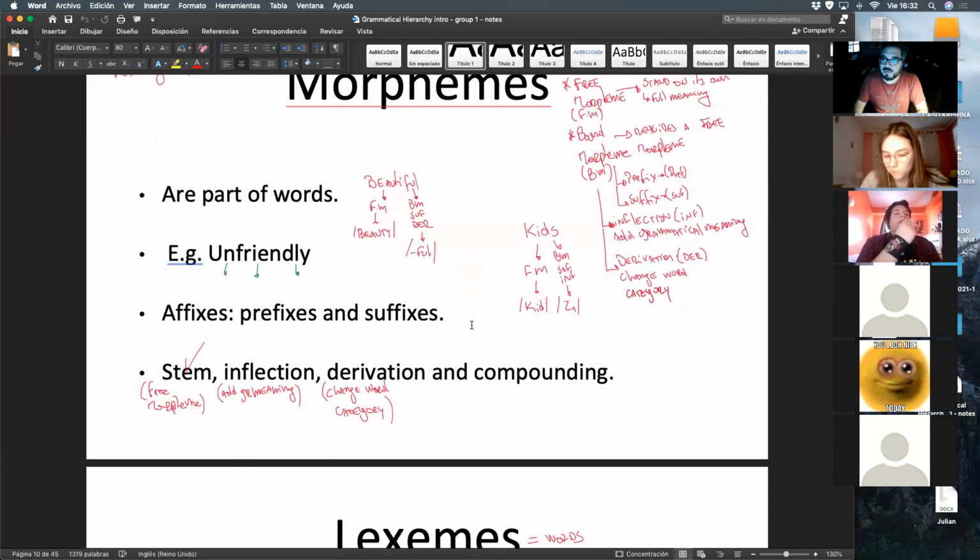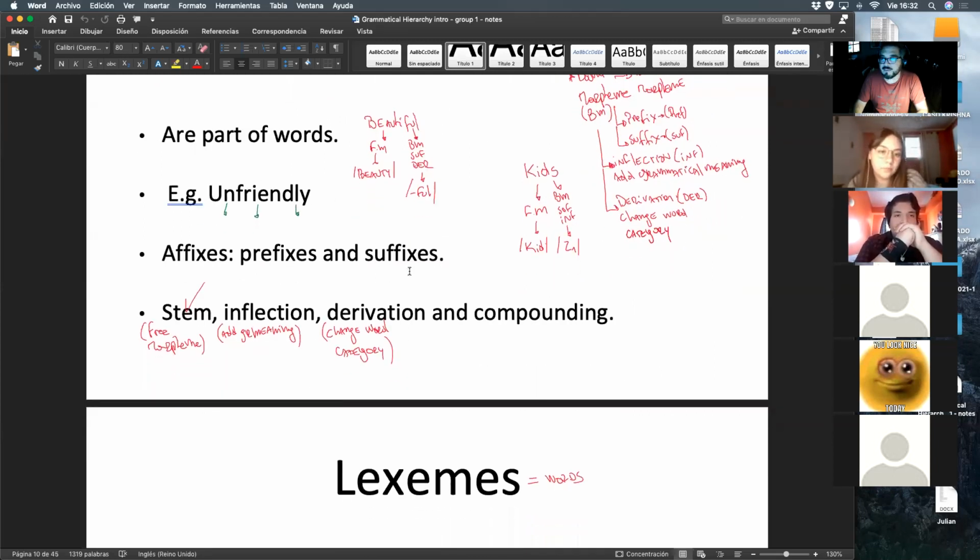On the other hand, we have the word kids, which is composed of two different morphemes: one free morpheme, kid, and the other one is a bound morpheme, suffix, inflectional, Z1, because you just add a grammatical meaning, which is plural form. You just add the idea of number, and its symbol is Z1. Why Z1? Because there are three different ones, right? Z1 plural form, Z2 third person present simple, and Z3 possessive, right?